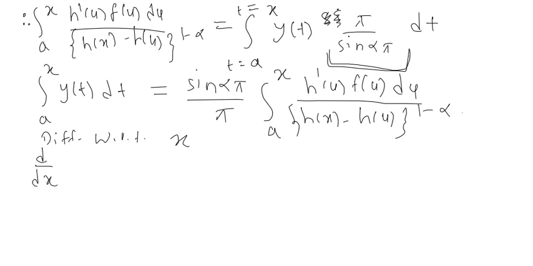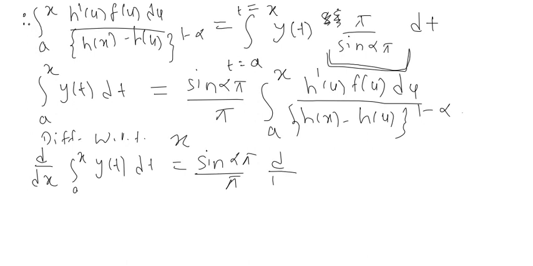Integral from a to x of y of t dt equals sine of alpha pi by pi, d by dx of integral from a to x, whatever is this quantity. Okay, I will not write it again. So here what will we get? We will have to use the Leibniz rule.